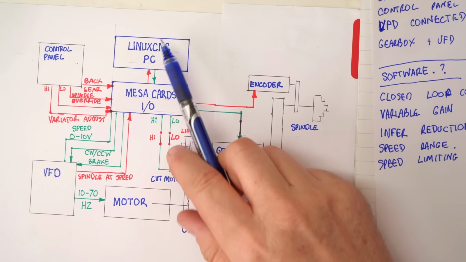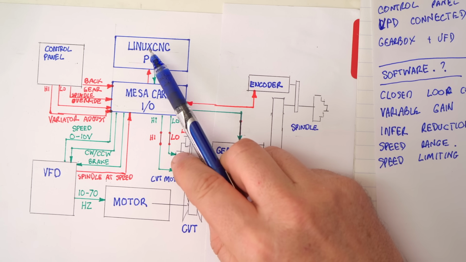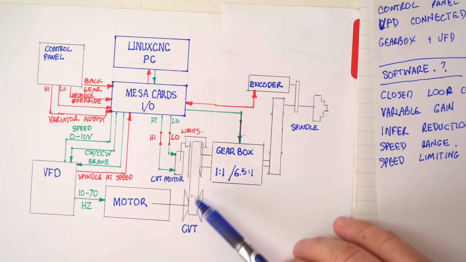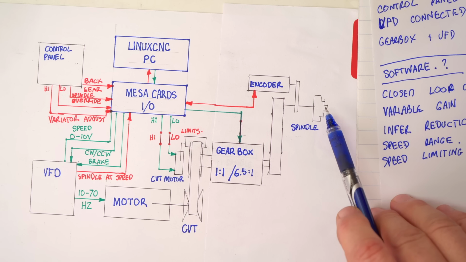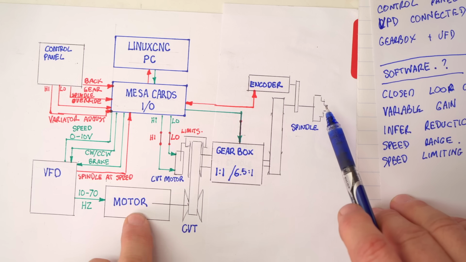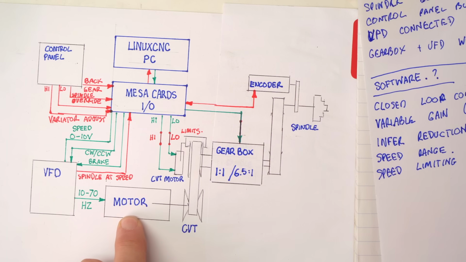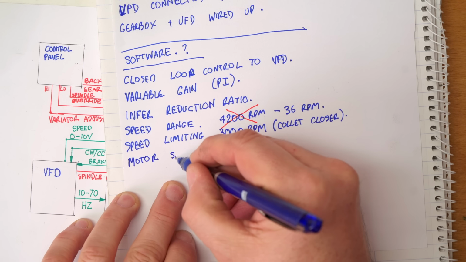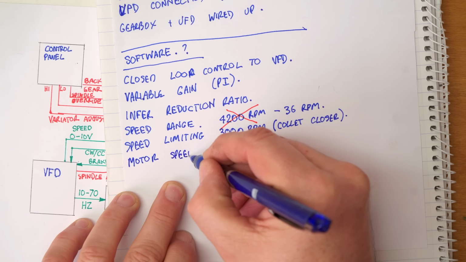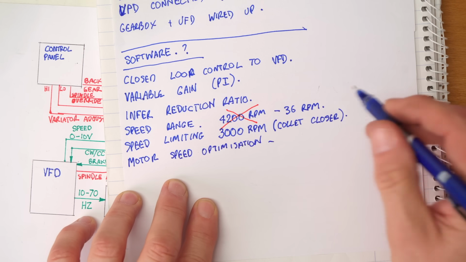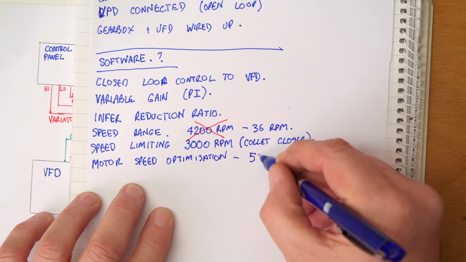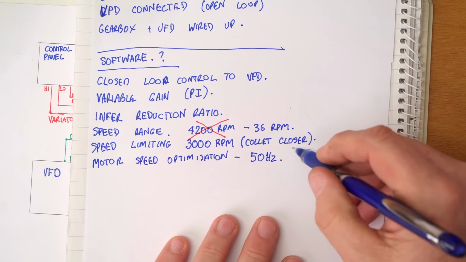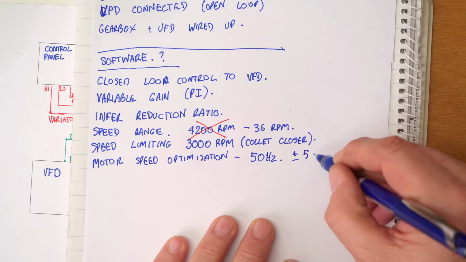Ideally, I just want LinuxCNC to take a speed command, S2000 RPM, and the system automatically sets the spindle to that speed at the most optimum motor RPM. I'm going to want some form of motor speed optimization so that we're biasing the system. Where possible, it's best to run that motor at 50 Hertz or thereabouts. We can give that some sort of a band, maybe plus or minus 5 Hertz.